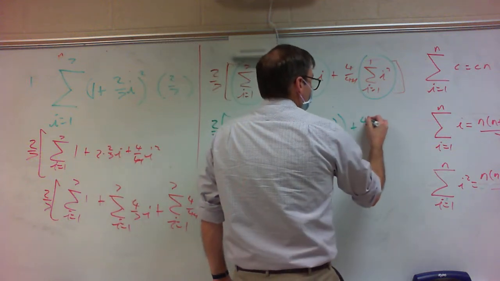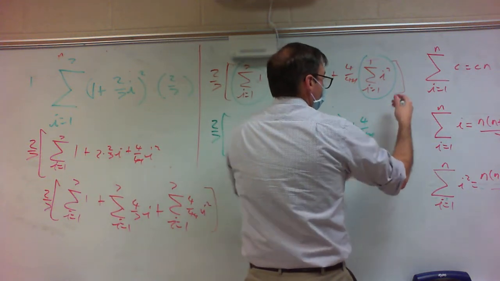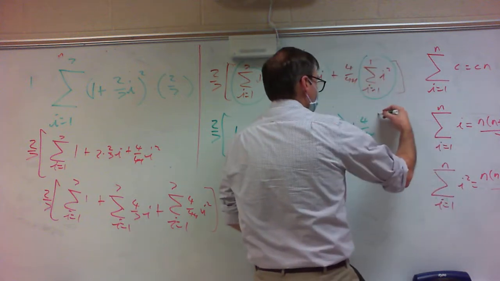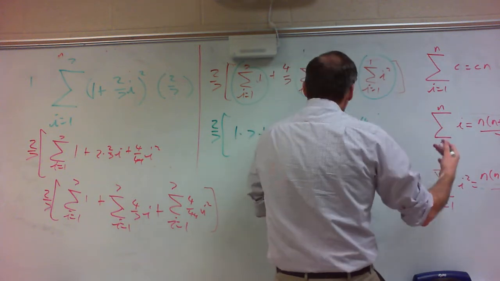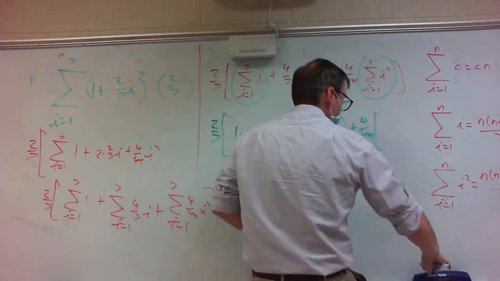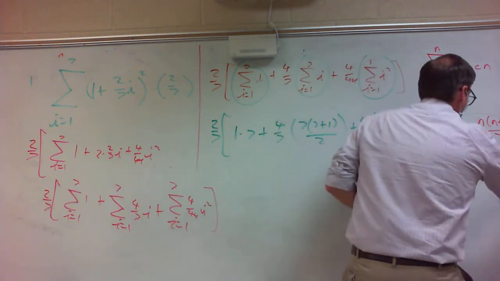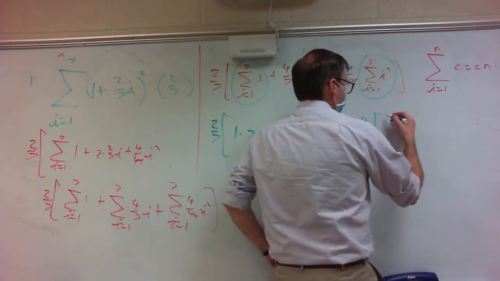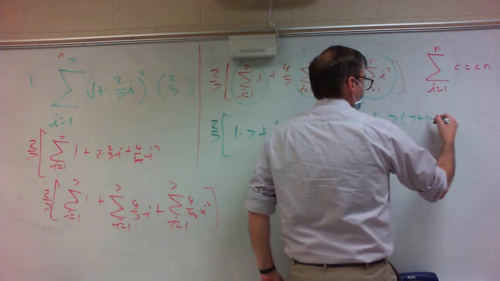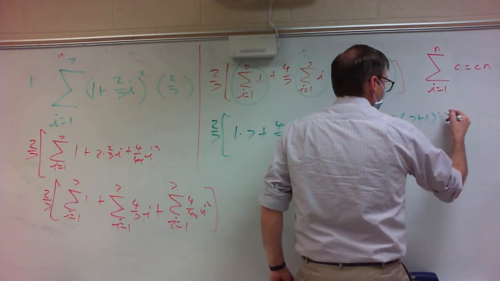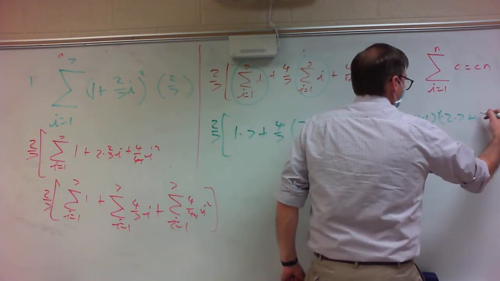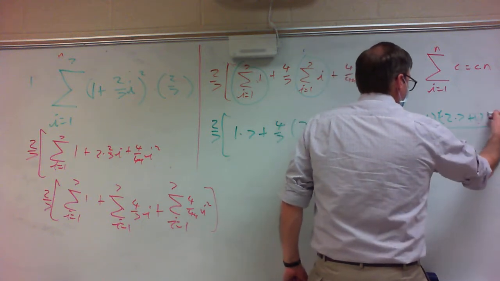And then I get plus 4 over 49, and that goes here, which is, I need a bigger board, all right? I need to erase this. So I get 7 times 7 plus 1 times 2, 2 times 7 plus 1, all over 6.